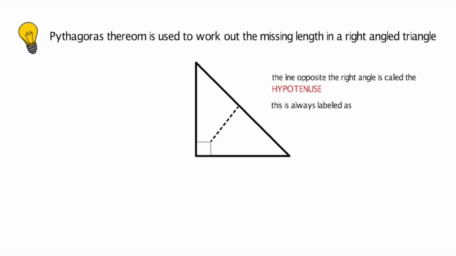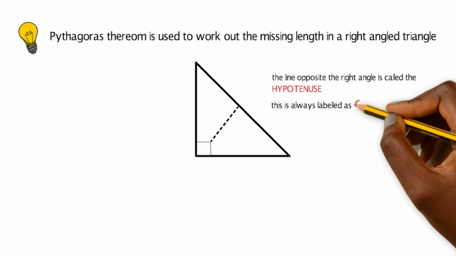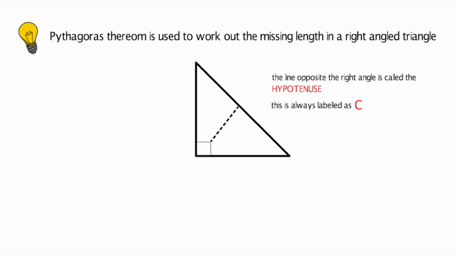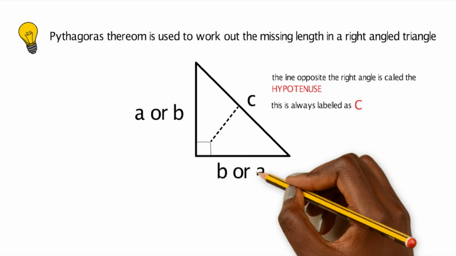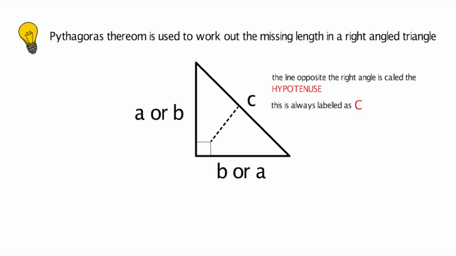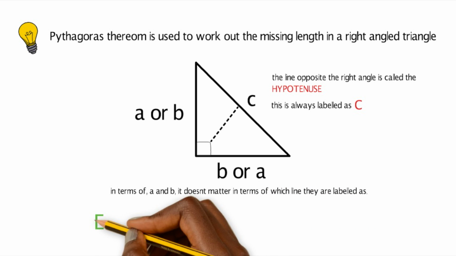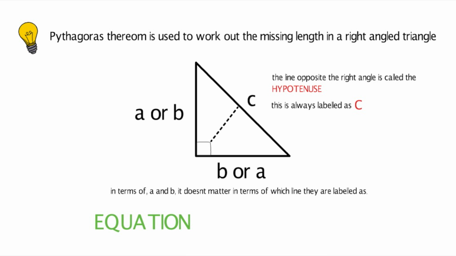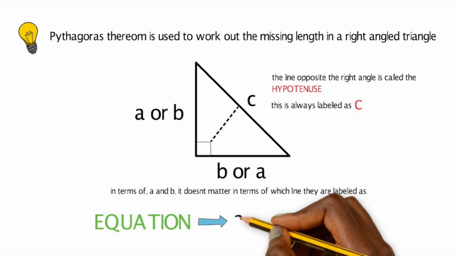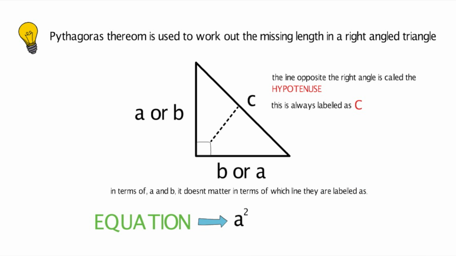And we always label this as the letter C. So when it comes to Pythagoras, we label it as C. And the other two lengths, they can either be A or B. The reason I've written A or B is because it doesn't matter which one is which, compared to C, they can be any other line as long as they're not the line opposite the right angle. And this theorem has an equation. The equation for Pythagoras theorem is A squared plus B squared is equal to C squared.